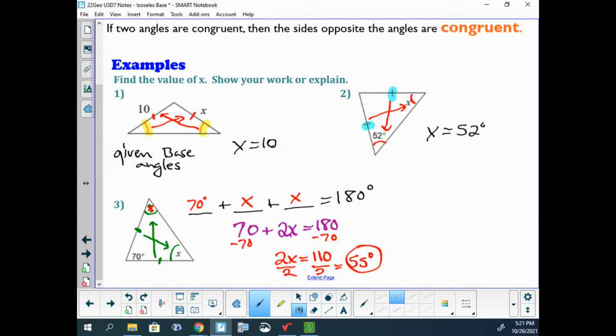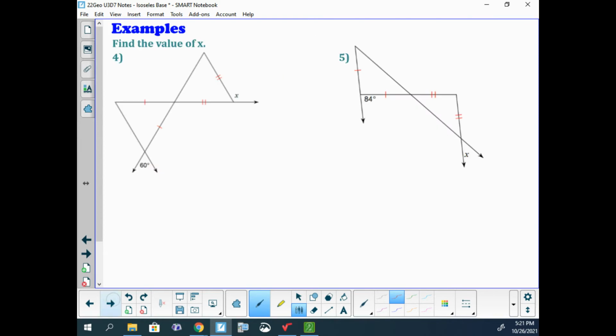So these 3 problems are some very basic ways that we use the isosceles base theorem. And of course, we're never going to stop there. Let's look at the next step. Wow, that's some crazy triangles. We're trying to get to x. I'm going to highlight x here so you can easily see where I'm looking.